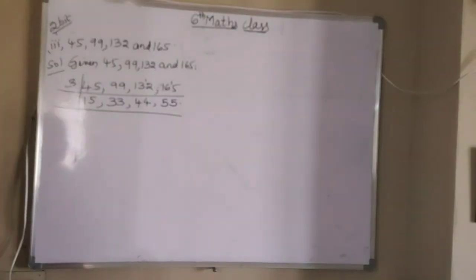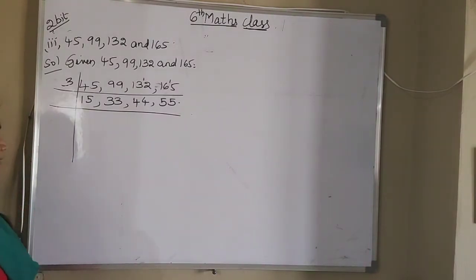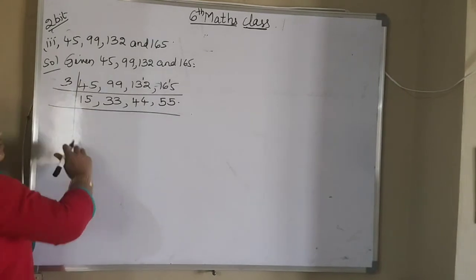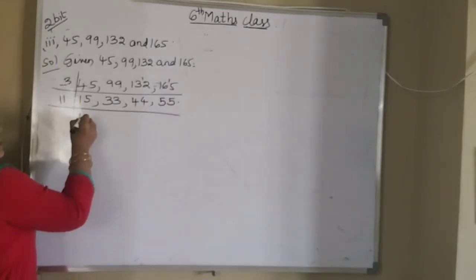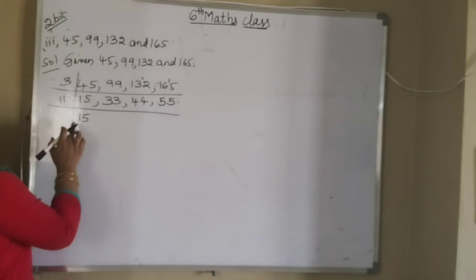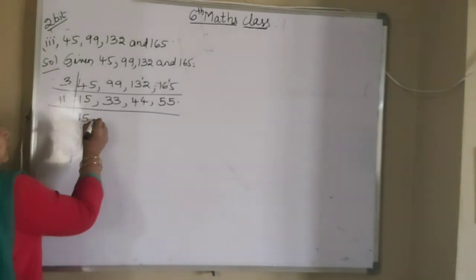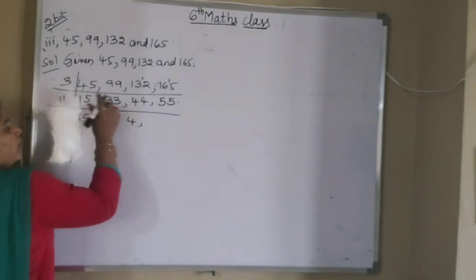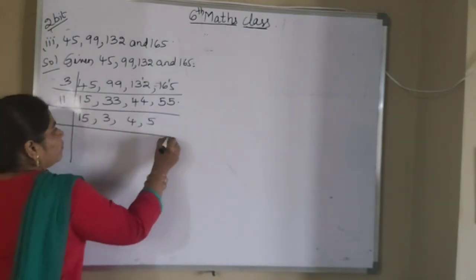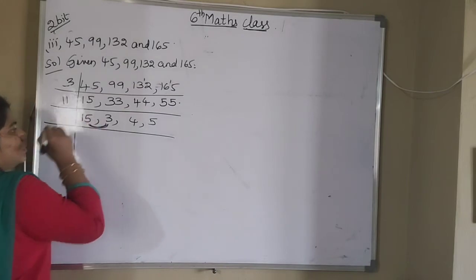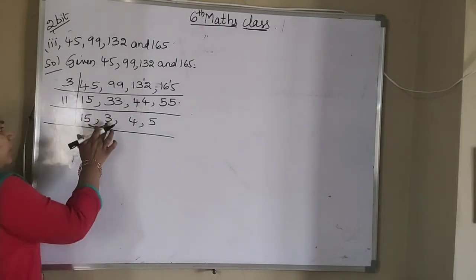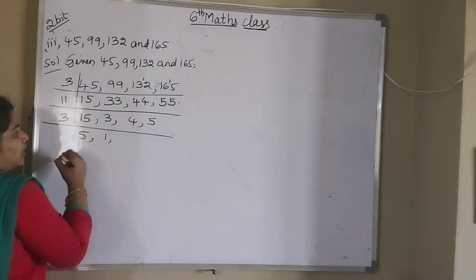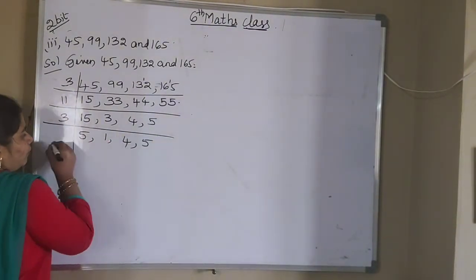Okay. Now in which table can we take? We can take the 11 table. So 15 will not go in the 11 table, so as it is we will write. Remaining numbers we will solve. So 15 will not go in the 11 table, so I am writing 15 as it is. 11 3s are 33. 11 4s are 44. 11 5s are 55. Now these two numbers are divisible by 3. So I am taking 3 now. 3 5s are 15. 3 1s are 3. 4 as it is. 5 as it is.